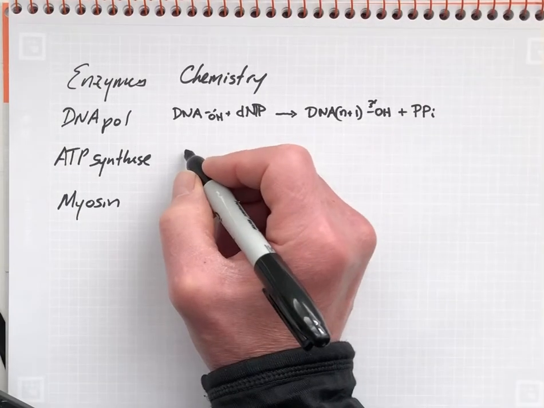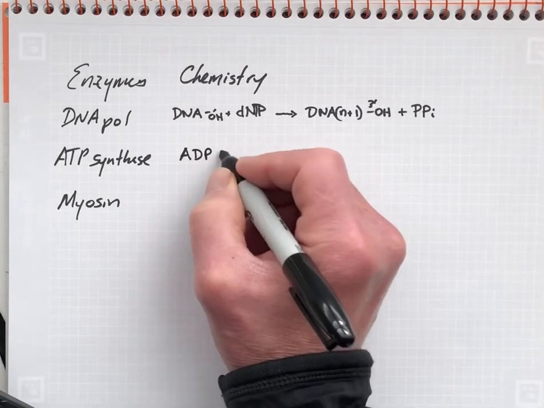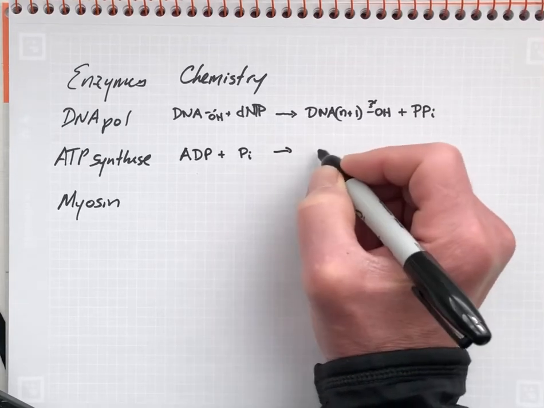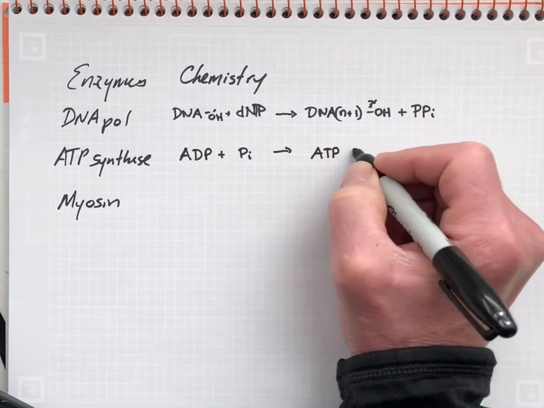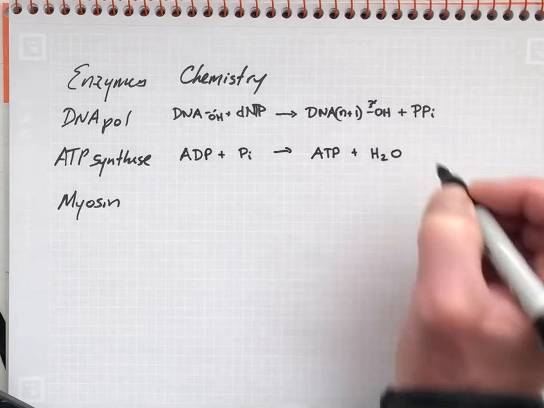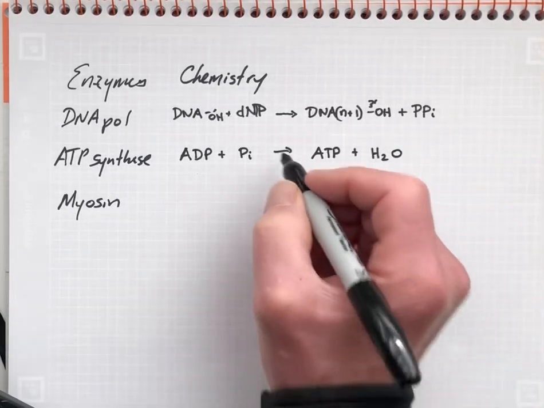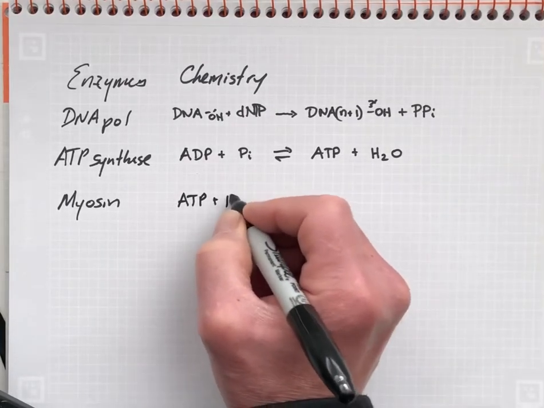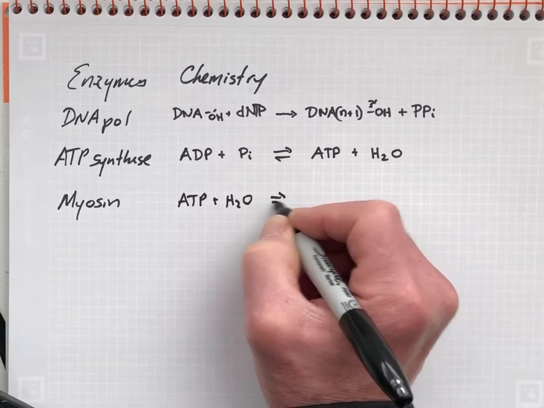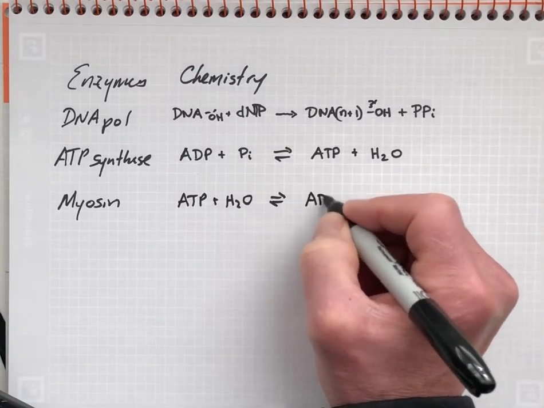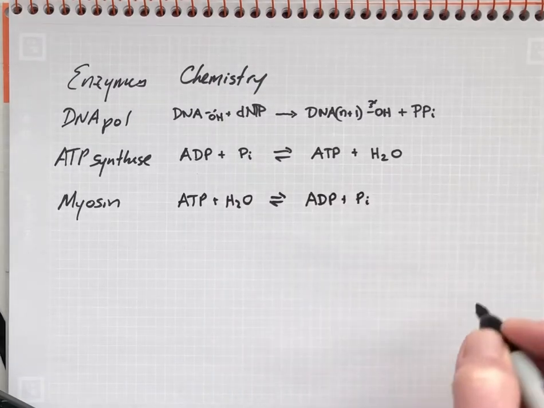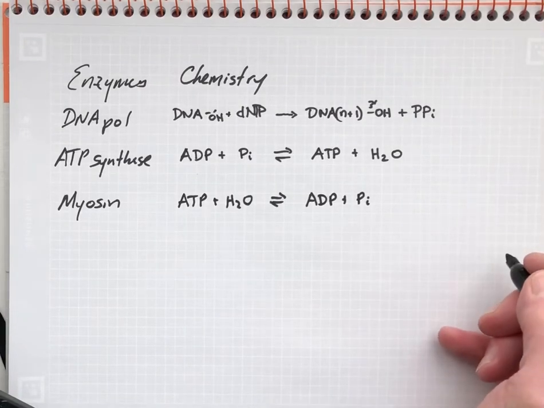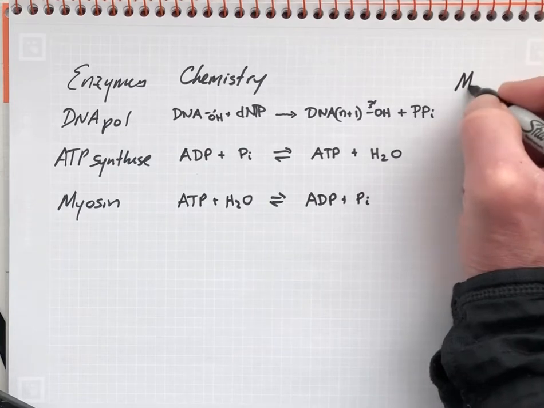For ATP synthase, we're combining ADP plus inorganic phosphate, and we're creating a molecule of ATP. And the leaving group here is water. And for myosin, it's exactly the same reaction, but we'll write it out in reverse to emphasize that we're hydrolyzing ATP plus inorganic phosphate. And there's movement, some kind of moving parts in each case.